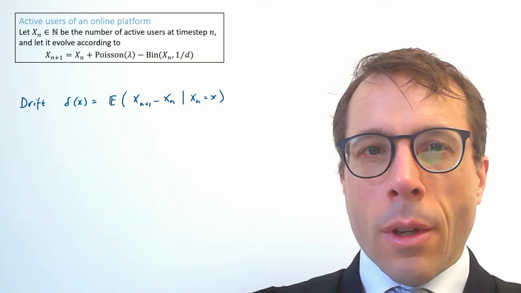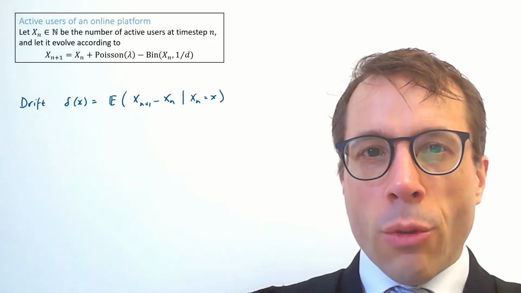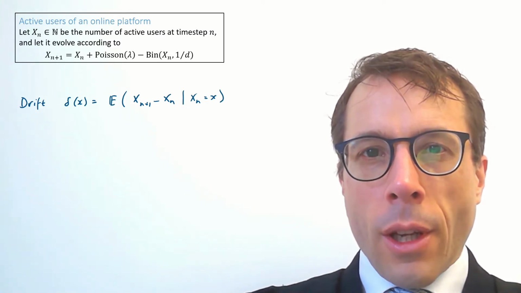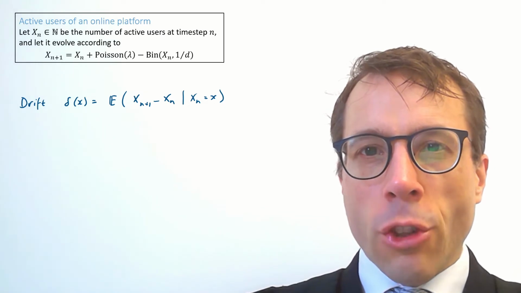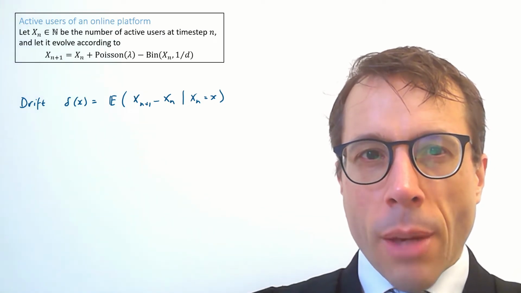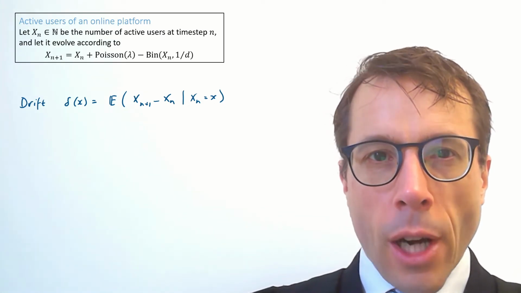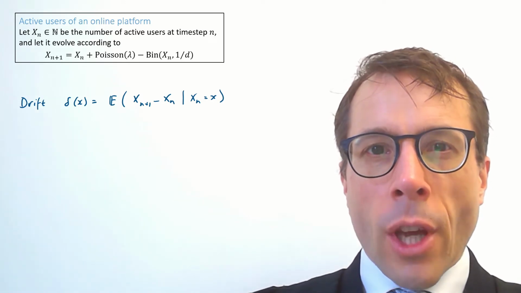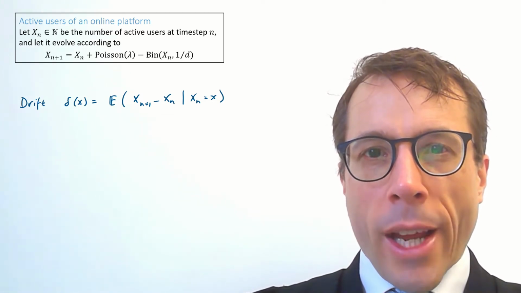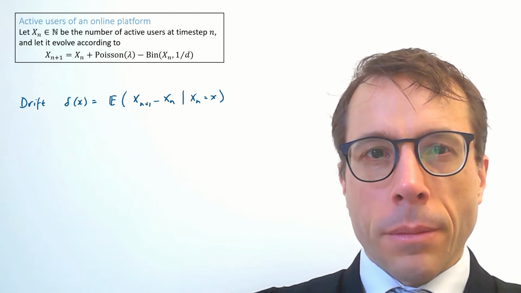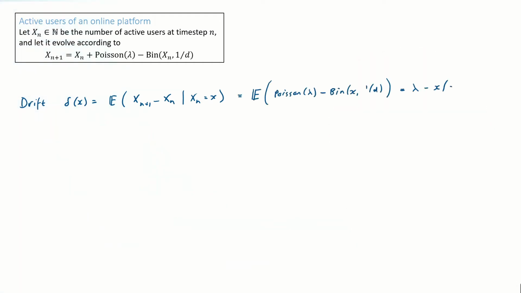Here's the idea. First, we'll calculate what's called the drift. This is defined to be the expected change in xn over 1 time step, and it's a function of the current state. Here we've written it as drift delta of little x, where x is the current state. For this model, it's easy to work out the drift. We just have to look up the expected values of these random variables on Wikipedia.